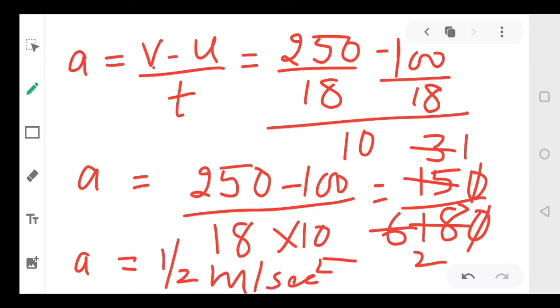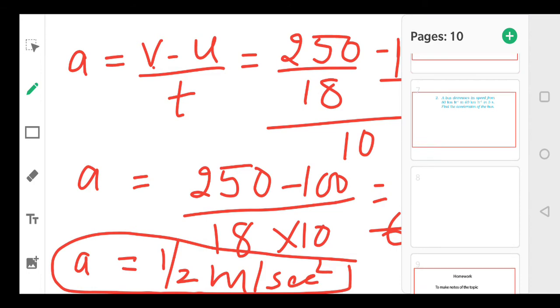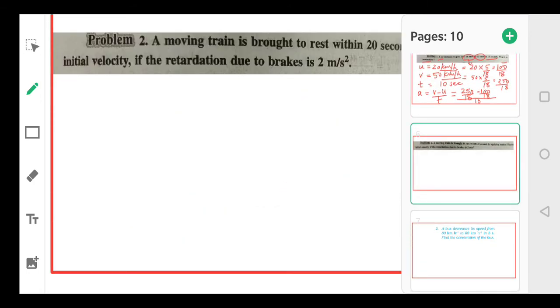So the acceleration is 1 upon 2 meter per second square. Okay everyone? I hope it is clear. Have you understood? I hope this question is clear everyone. Yes. So let's take another question so that you can easily practice, right everyone? Let's take another question for you.